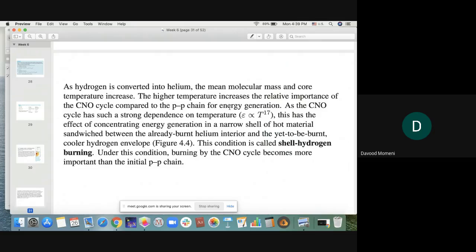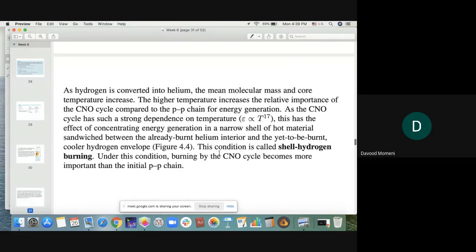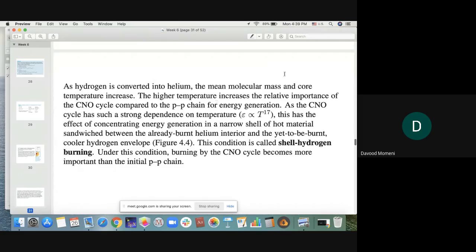So during the process of hydrogen to helium, the mean molecular mass is increased and temperature will increase. Why will temperature increase? Because temperature always changes with the mass as a power, if you go back to the previous slide. If you increase the temperature, you get more chance for the CNO cycles to be the winner of the battle for energy generation in comparison to the proton-proton chain.